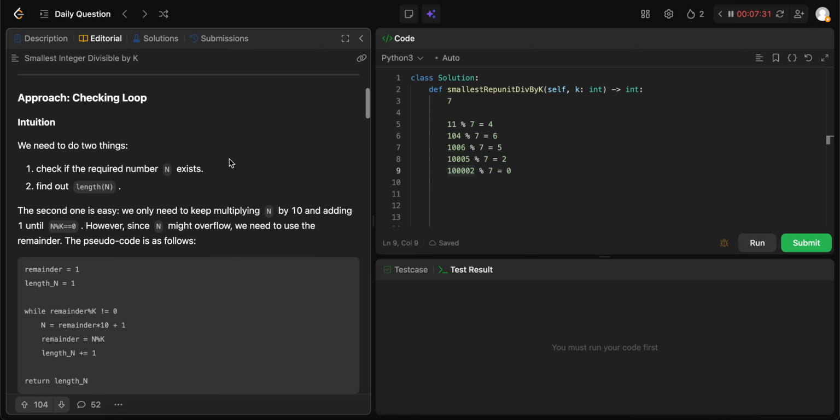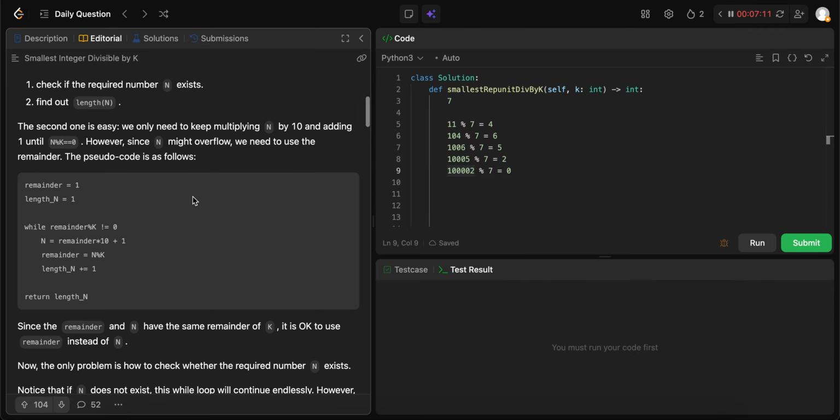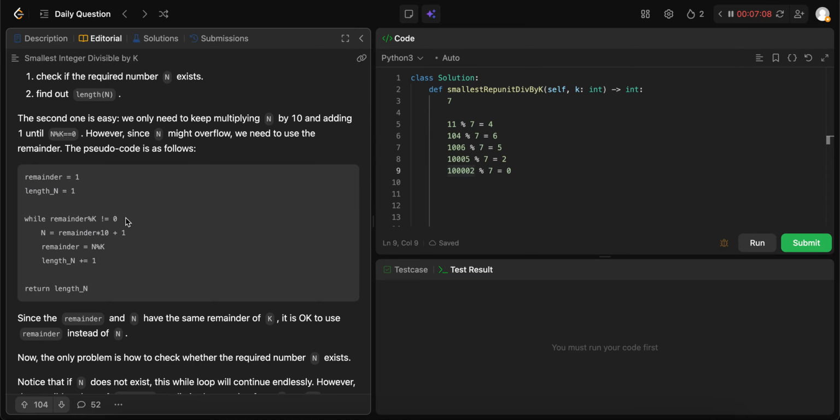Okay. A checking loop. We need to do 2 things: check if the required number n exists, and find the length of n. The second one is easy. We need to keep multiplying n by 10 and adding 1 until n mod k equals 0. However, since n might overflow, we need to use a remainder. While the remainder is not 0, n is equal to remainder times 10 plus 1. Oh, is that essentially what I was doing?